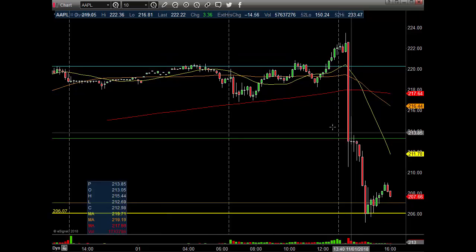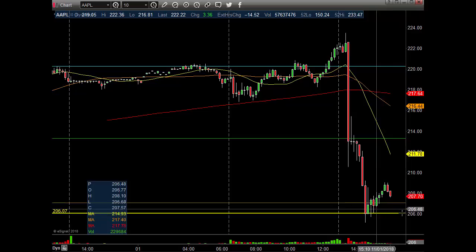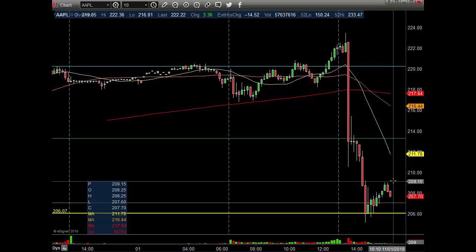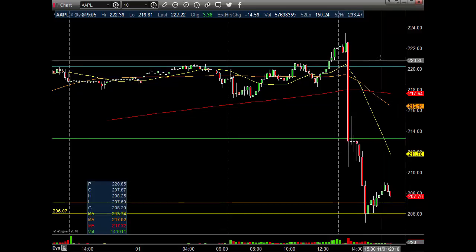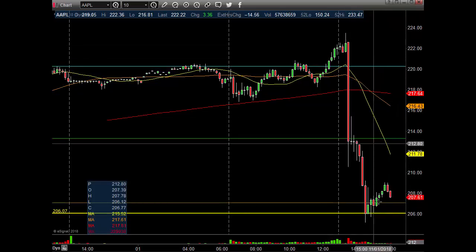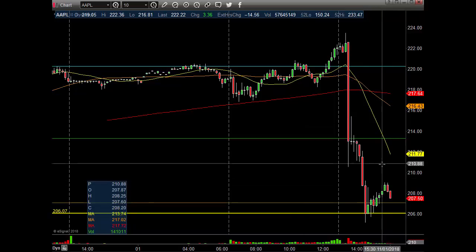All right, good luck with Apple, guys. 206 area, the big area to hold. If it doesn't, then we're going to have lower prices to come, so be careful if it does crack that area. If it holds, then we could go back up to 224, guys. Just be careful with the tech names right now. Looks like some distribution coming in on these markets as well as these tech names.